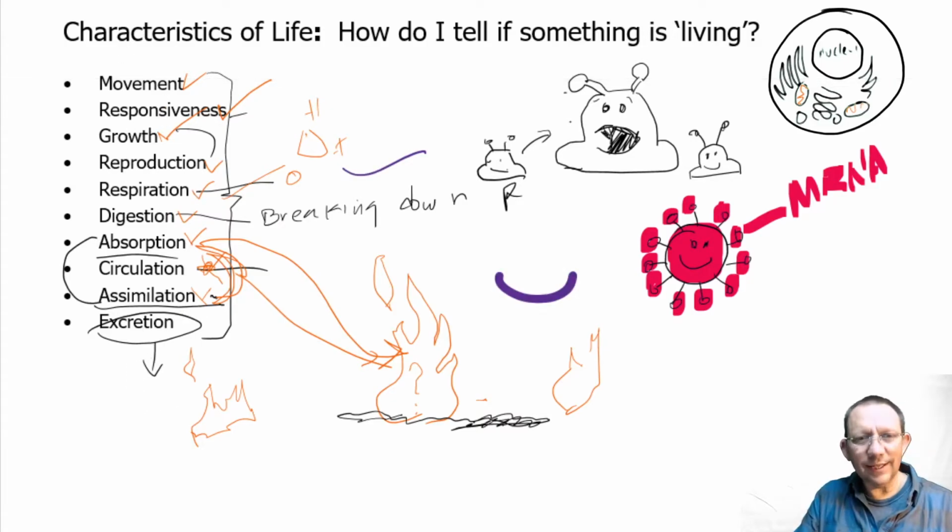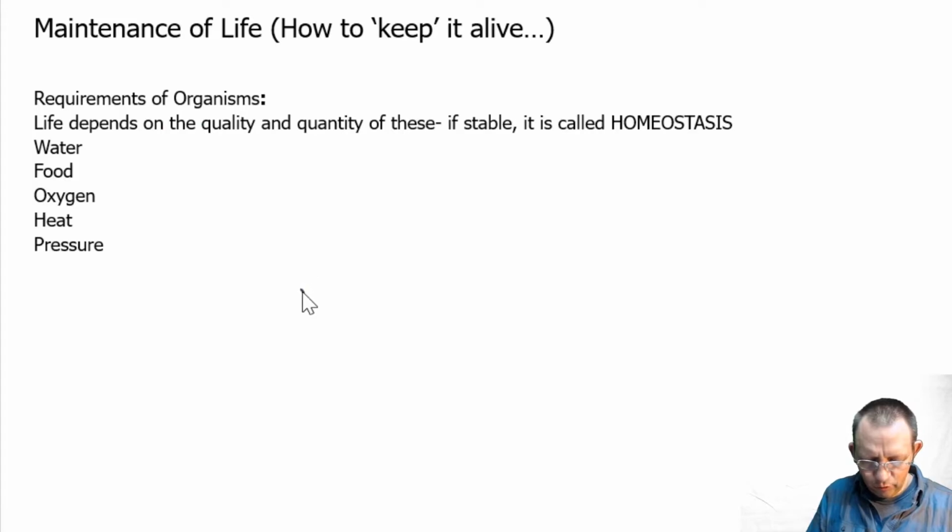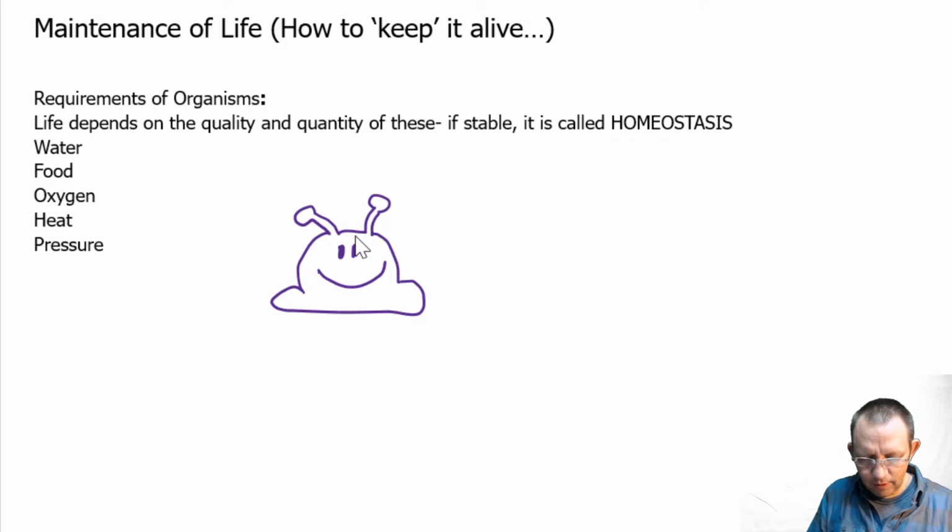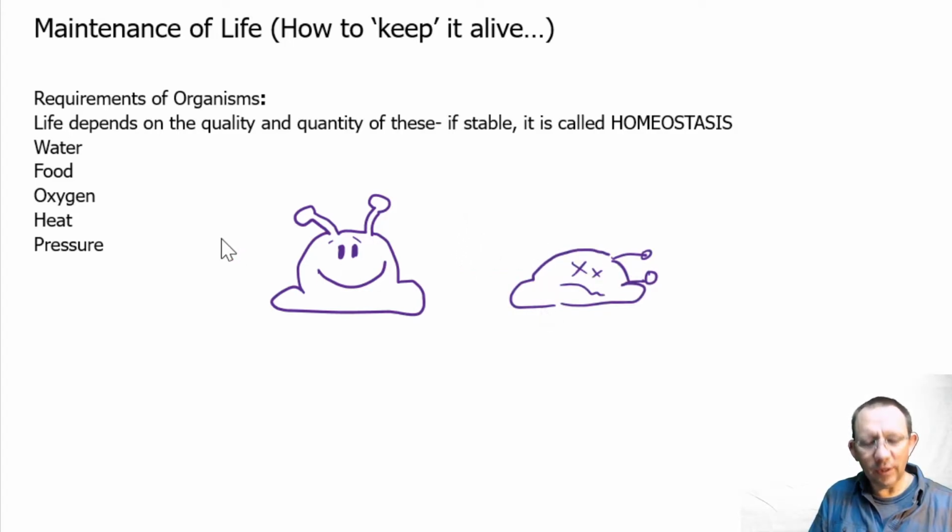Now, once you find out that this guy's alive, how do we make sure that our little friend here, remember this guy, we figured, hey, he is alive, okay, and he's alive, but how do we keep him alive? So he doesn't become dead. We need to do a couple things. We need to make sure he has water, food, oxygen, heat, and pressure.